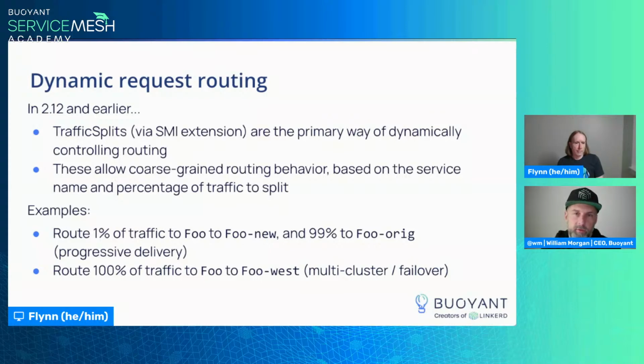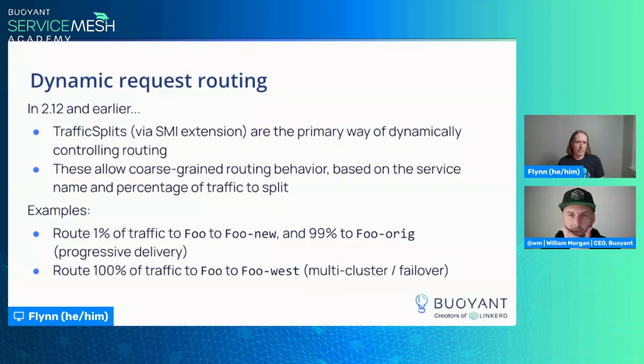The other big use case for traffic splits is multi-cluster. When you create a multi-cluster mirrored service, as we call it, it gets a name like foo-west. If you want your local services to be able to talk to foo-west but not know about it, you put a traffic split that basically acts as an alias. So you say 100% of traffic to foo should actually go to the thing called foo-west.